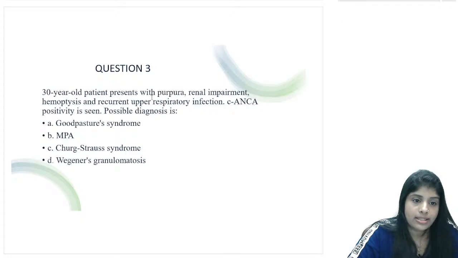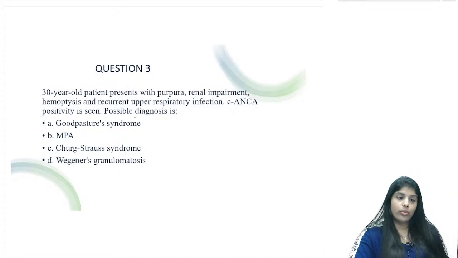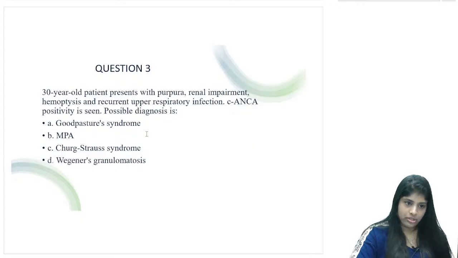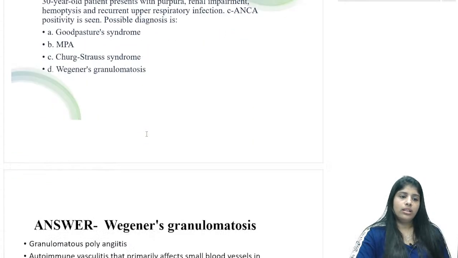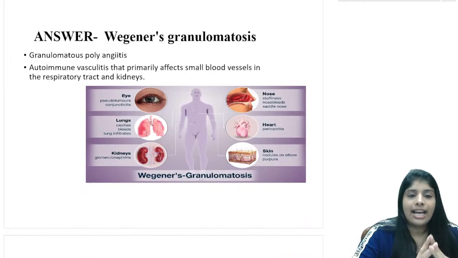A 30-year-old patient presents with purpura, renal impairment, hemoptysis and recurrent upper respiratory infection. C-ANCA positivity is seen. Possible diagnosis? Okay, so here we have a few very good names written in the options. So let's see all of these and then come to the answer. First is Wegener's granulomatosis.